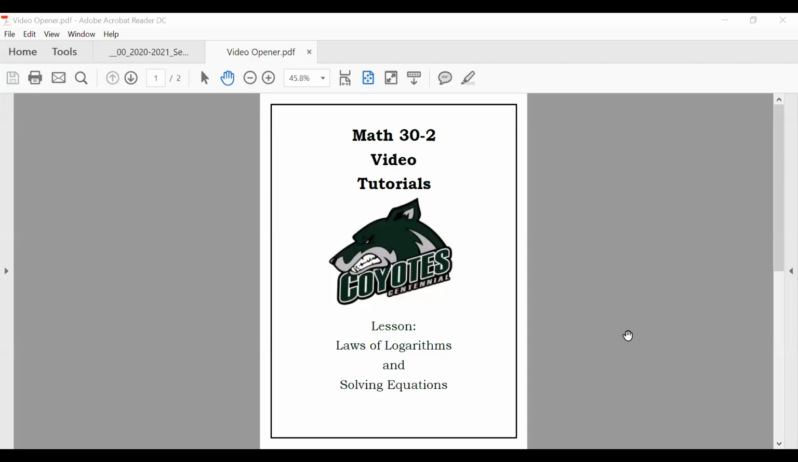Hey friends, here we are in our next lesson. This one is about the laws of logarithms and solving equations using them.